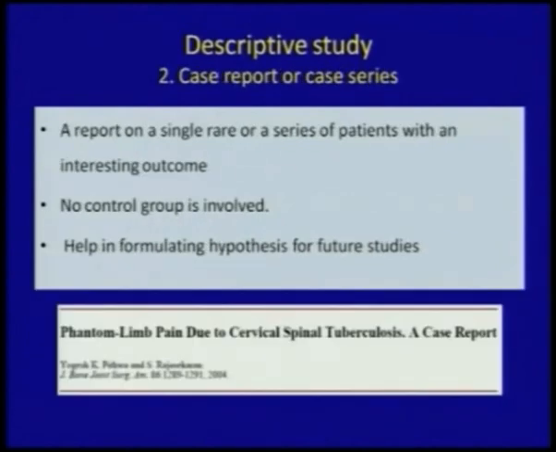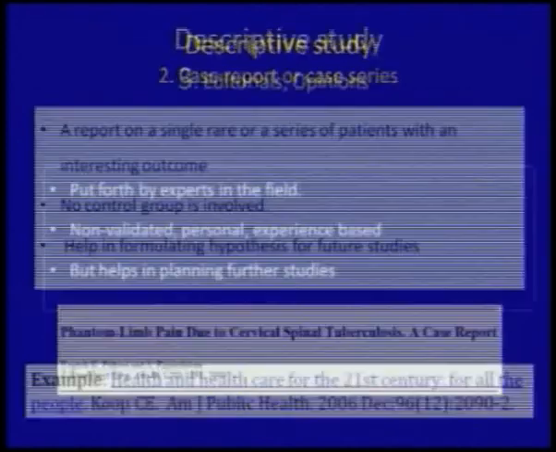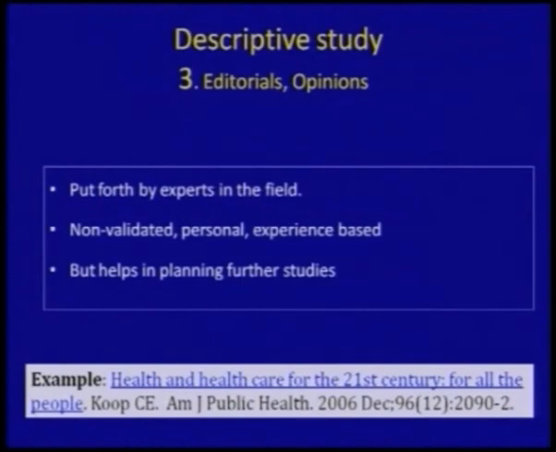The second group of descriptive studies are the case report or the case series. Here it is a single report of a single rare case, or a small series of patients with an interesting disease or an interesting outcome. Here we don't have a control group, but these studies are important to formulate hypotheses for future analytical studies. The third group of descriptive studies are the editorials and opinions. Any journal, if you open the first page, will have an editorial by the editor. This is usually put forth by experts in the field. These are usually not validated, they are personal and experience based, by eminent surgeons, but they are very helpful in planning further studies.